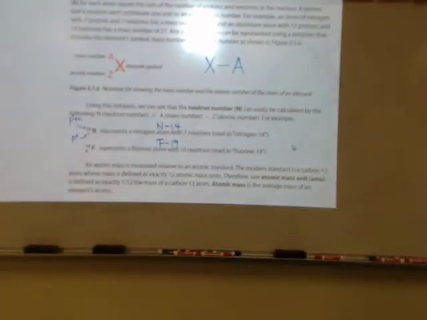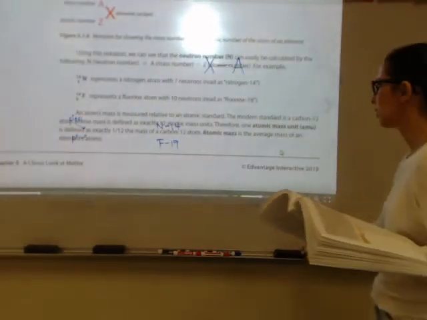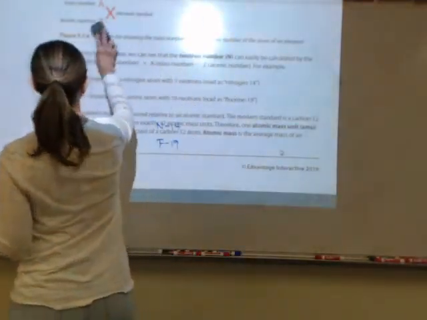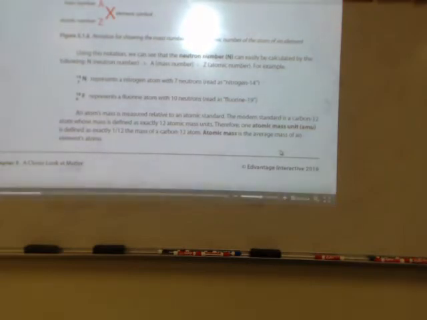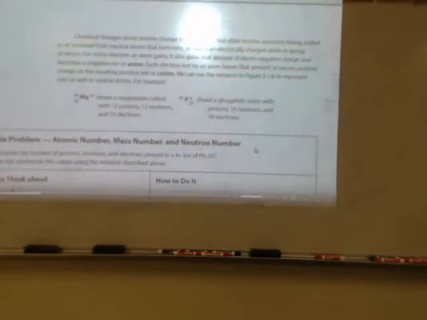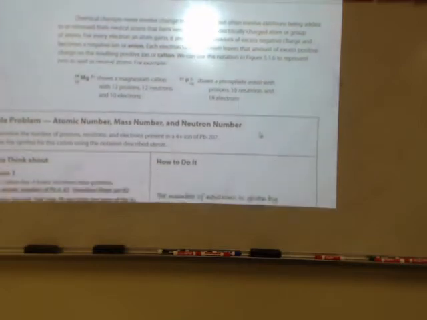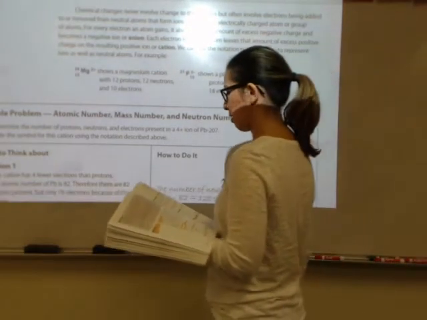Now, one atomic mass unit, which is abbreviated AMU, is a 12th of the mass of a carbon-12 atom. And the atomic mass is the average mass of an element's atoms. Now, chemical changes never involve a change to the nucleus, but they will often involve a change in electrons, which can be added or removed, which creates an ion.